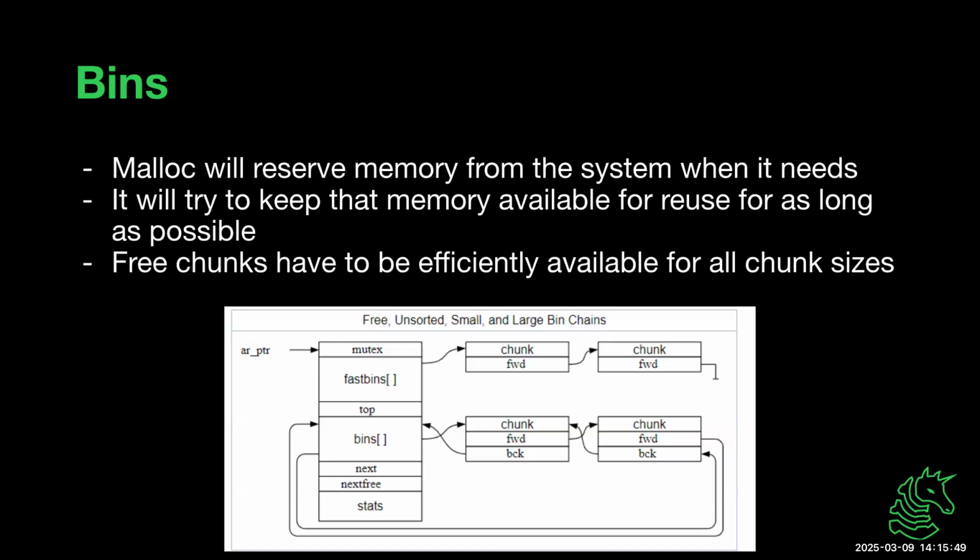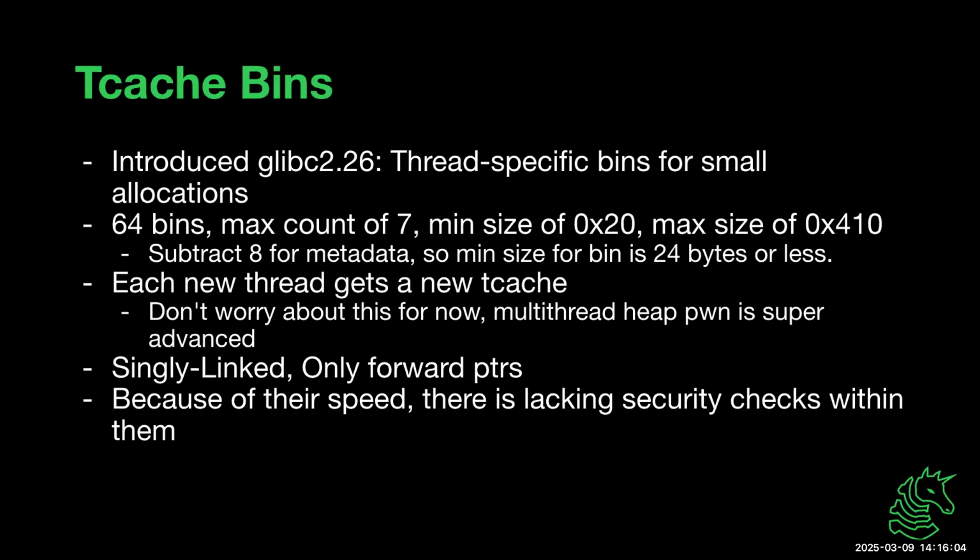Instead, it has multiple free lists called bins, which it categorizes by size in order to make it so that free chunks are efficiently looked up and returned, rather than having to search an entire free list. So the first one is called T-cache bins, which is actually a relatively new addition compared to the other ones, at least.